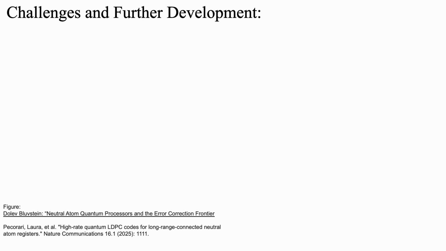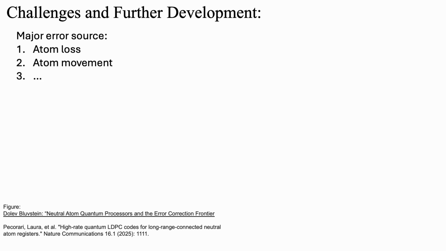Finally, we are going to talk about the challenges and the future development of the Rydberg device, the neutral atom device. Despite the huge progress and high performance in a lot of metrics like scalability and gate fidelity, there are still a lot of major error sources in the neutral atom device. For example, atom loss, which means you lose the atom when doing the computation, and also you cannot move your atoms very fast because that will cause errors in the device and lower the gate fidelity.